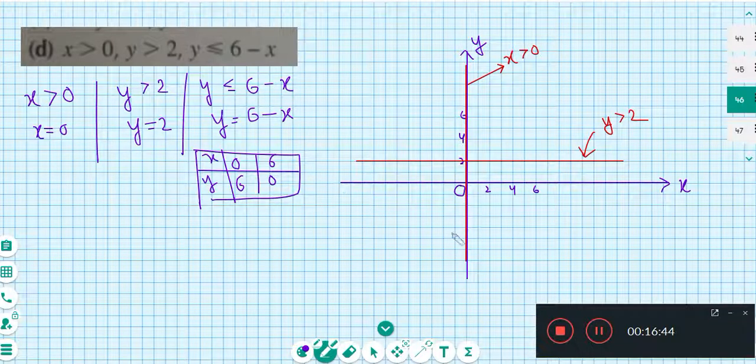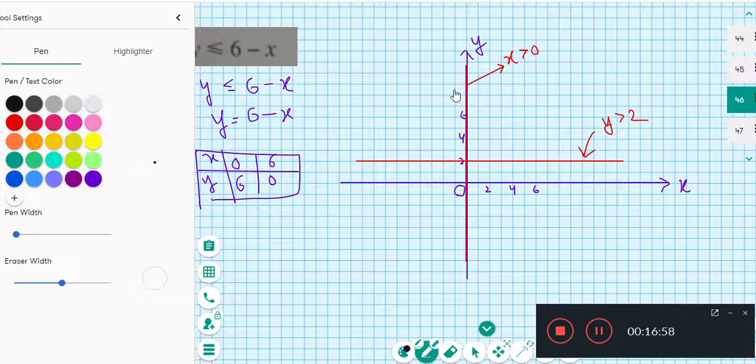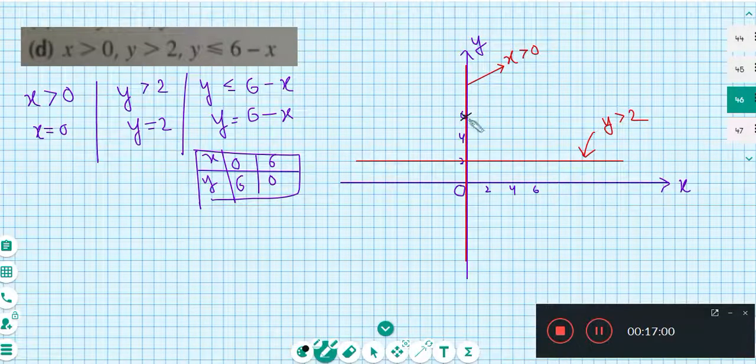Alright, next one. Y is greater than 2. Y is greater than 2 means the region should be above this line, y equal to 2, because it is greater. So the points above this line have y greater than 2. So I'm shading this region. You can see all the points in this region have the value y greater than 2.